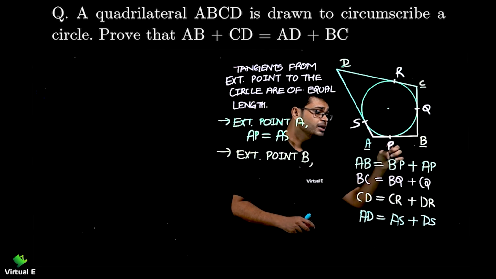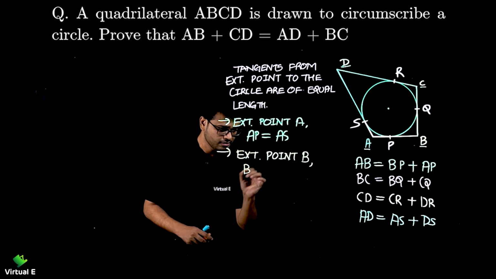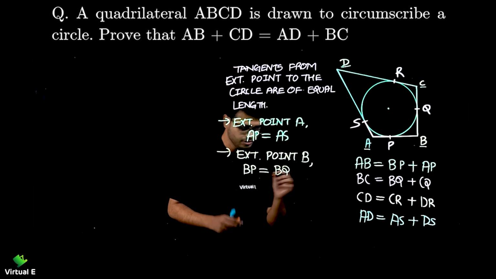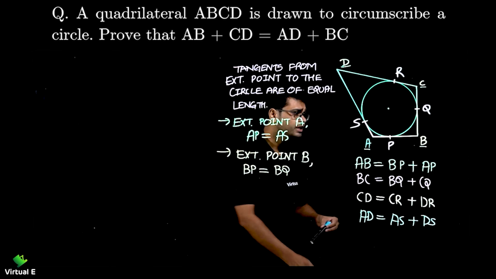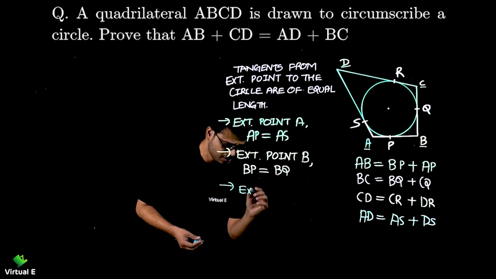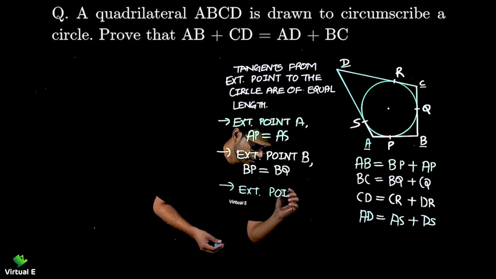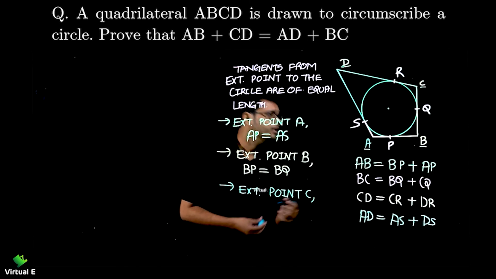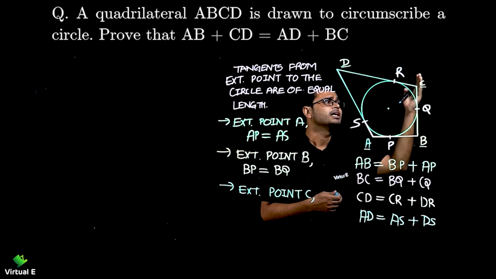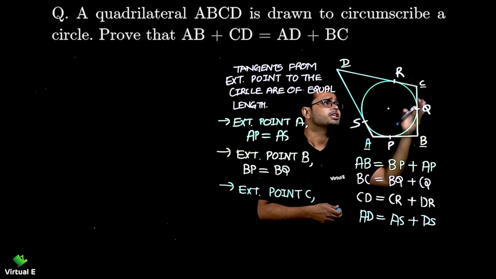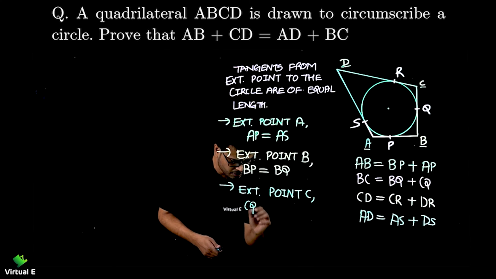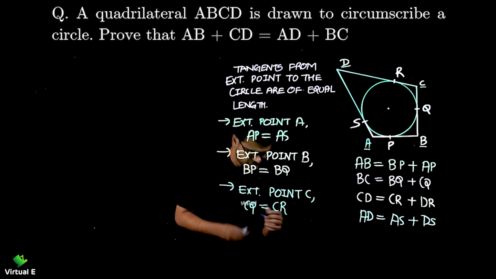For that it will be BP is equal to BQ. For external point C, how can we write? Very simple, right? You need to start from C, it will go to Q and then R. So CQ is equal to CR.